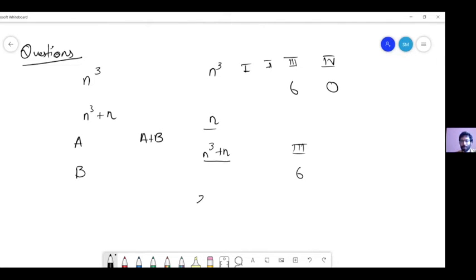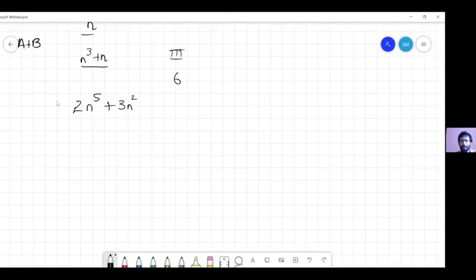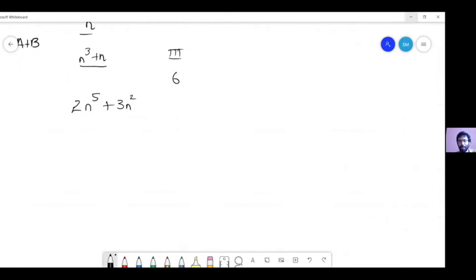Now suppose this pattern is indeed true, and I take something like 2n power 5 plus 3n squared. If I start with this sequence, what can you tell about its behavior? At this stage, I will explain this to Bhageshri ma'am.